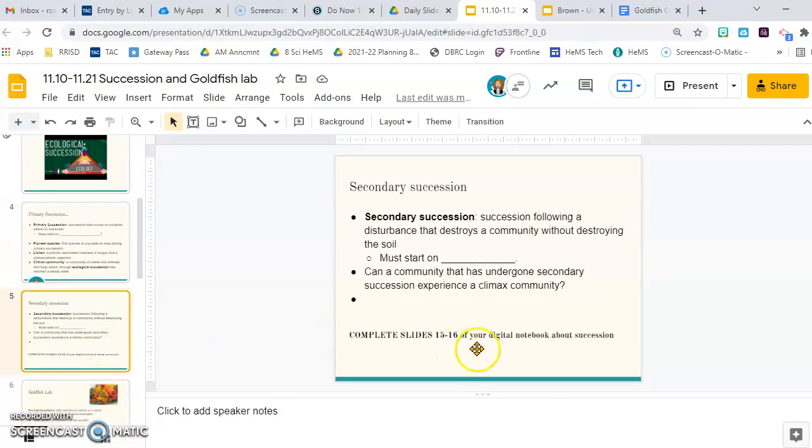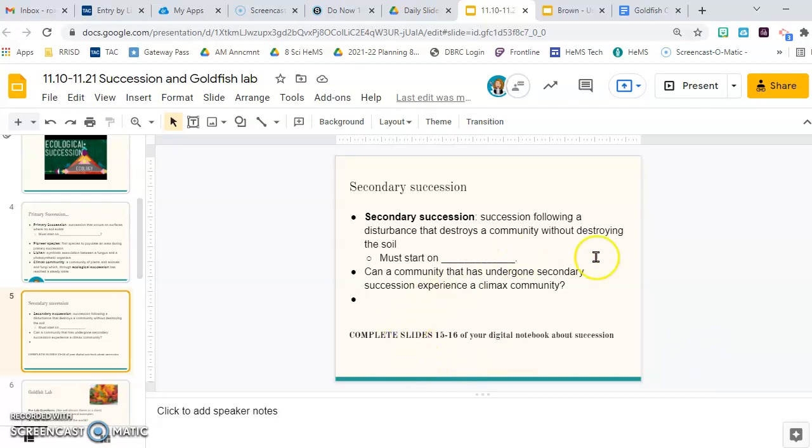Our next slide is secondary succession. And this is succession following a disturbance that destroys a community without destroying the soil. So this one must start on soil. What are some examples? I see a few hands raised. Okay, that's right. Forest fires, floods, tornadoes. That's cool. You got some of the really good ones. So that's amazing.